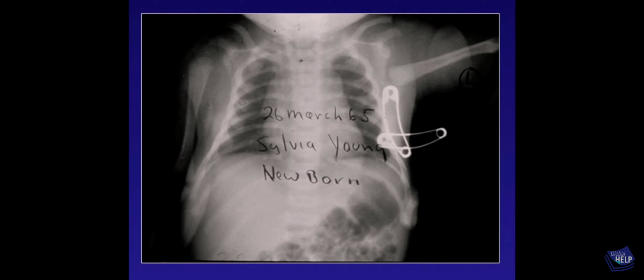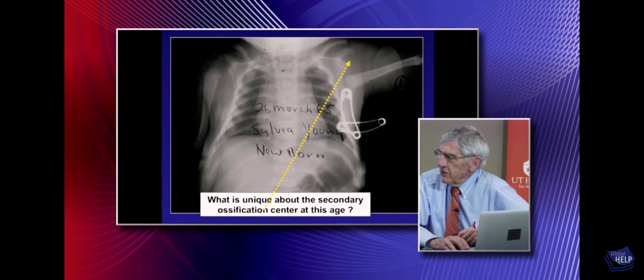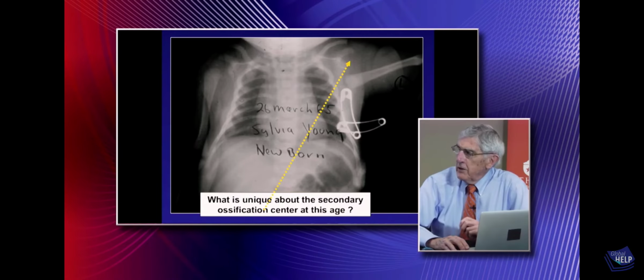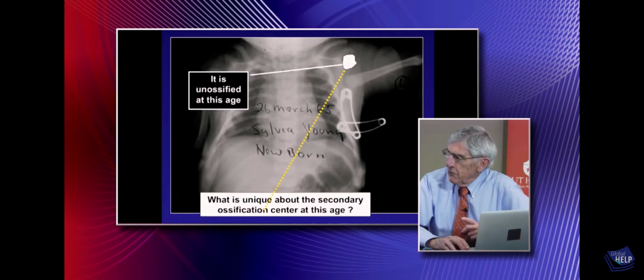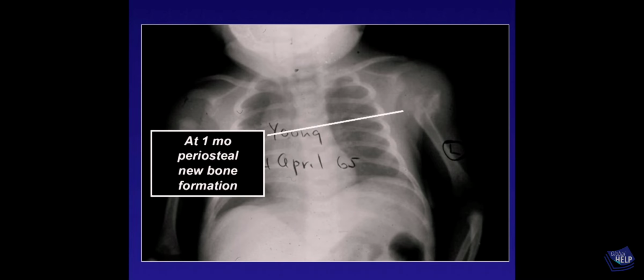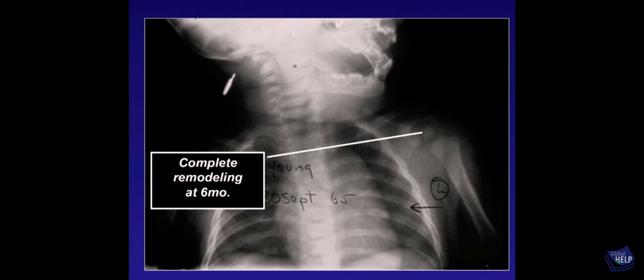Now, this is a newborn baby. She was born in 1965, so she's probably about 50 years old now. Anyway, she was born with a shoulder dystocia, and afterwards her arm was displaced like this, and they said, "Oh my Lord, she's got a dislocated shoulder." Is that what she has? No, sir. So what's unique about the secondary ossification center at this age? It's not ossified. The secondary ossification centers, which are in the epiphysis, ossify later. So what does she have? She has a fracture through the proximal humeral physis. And when you reduce it, you can see now she's got new bone formation. And this is the beauty of it. She went on to heal, and at 6 months she's got complete remodeling.